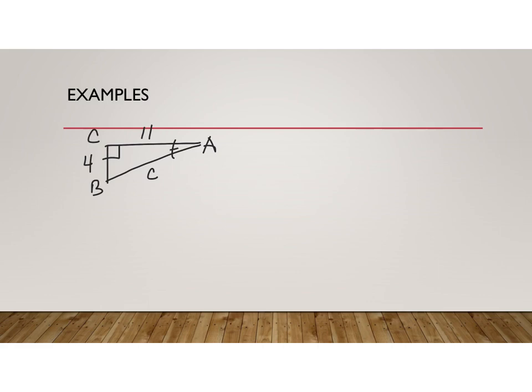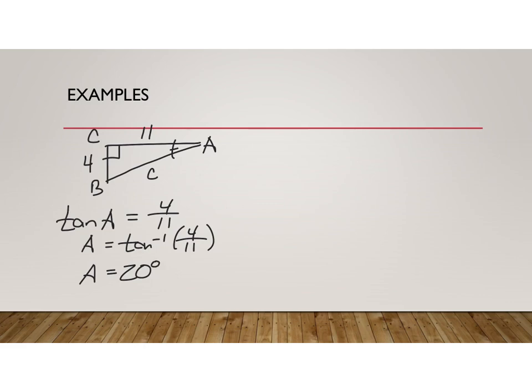So ask yourself, what sides do you know? I know the opposite and the adjacent, that's tangent. So I would write tangent of angle A is equal to 4 over 11. So angle A would be the tan inverse of 4 over 11, which is about 19.98. We'd round that to 20 degrees for angle A.